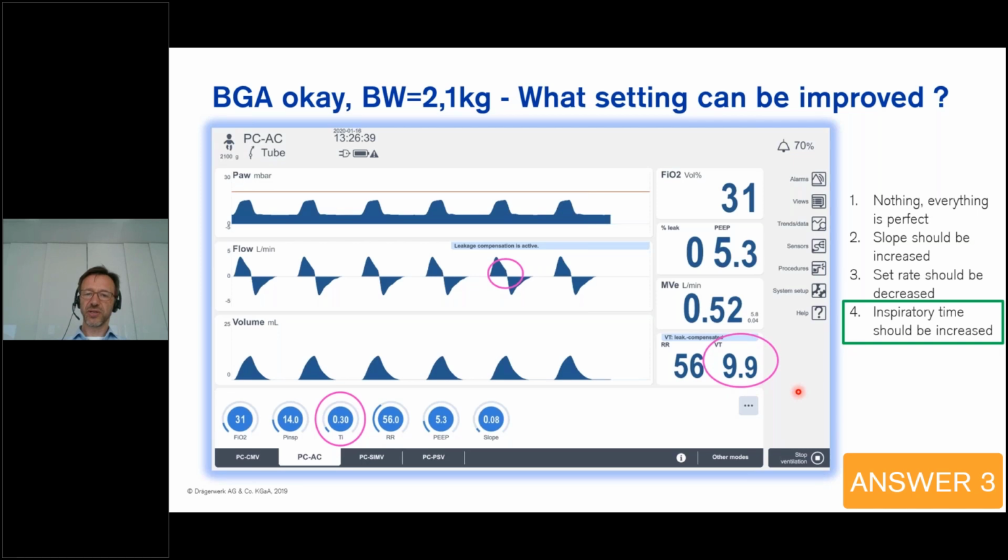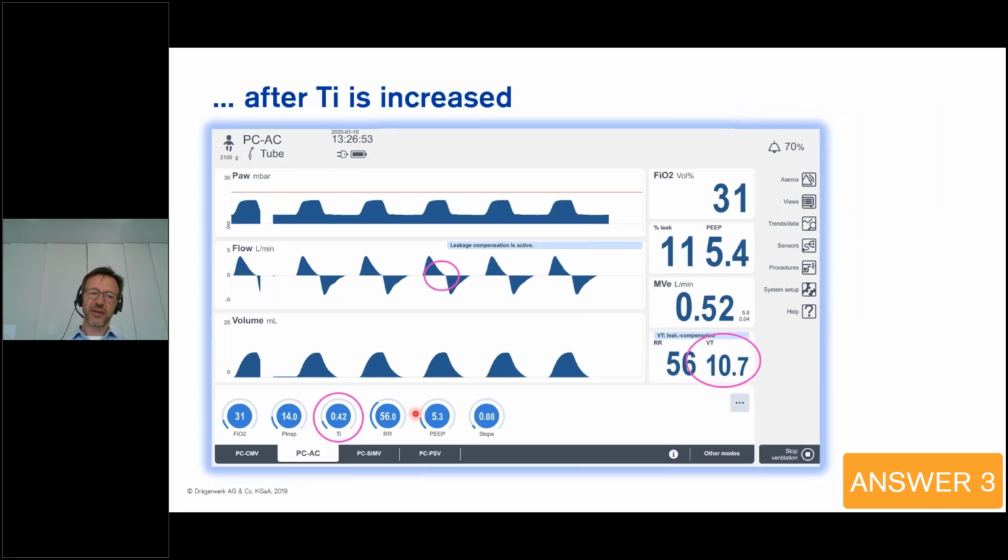It's 9.9 milliliters. If we are now increasing the inspiratory time to 0.42, and now the flow comes really down to the 0 line with a decelerating flow pattern, now we see that the tidal volume also has increased. And this is important, it has increased not because we give more pressure. It just increased because we gave the lung more time to collect this volume. So simply give enough time during inspiration that the complete flow is entering the lung.